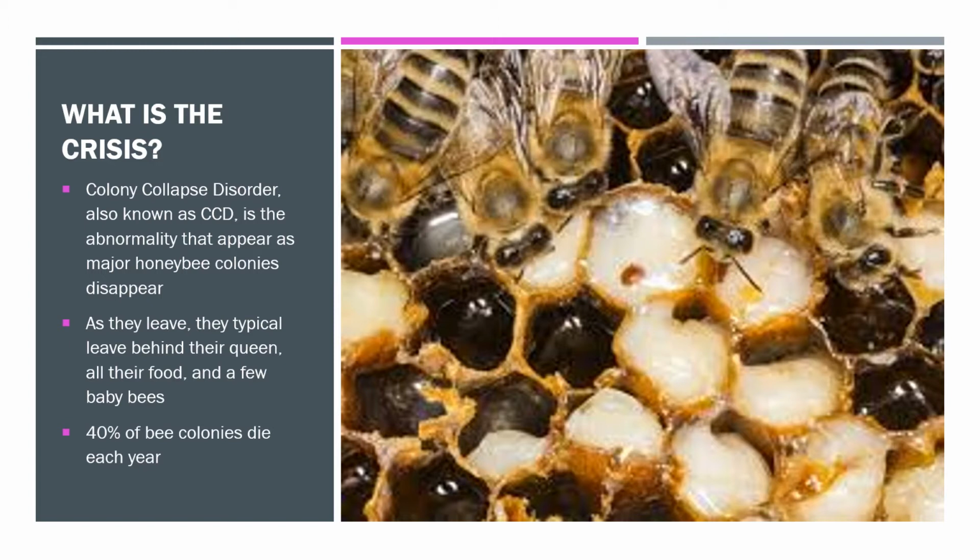Colony collapse disorder is the abnormality that appears when major honeybee colonies disappear, leaving behind their queen, all their food, and their premature babies known as broods. This crisis has rapidly become an occurrence and is affecting the balance of our environment. Our team has found that 40% of bees die each year, and this rate will only increase unless there is serious change within our laws and citizens.